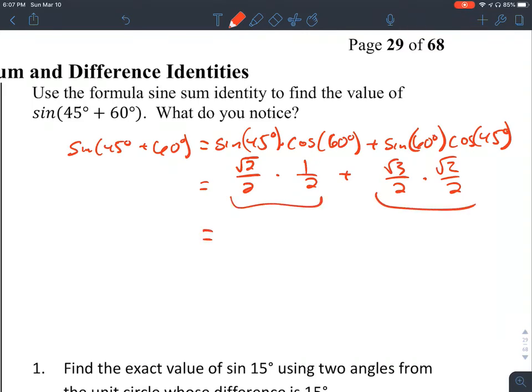Simplifying each of these terms, we're going to have square root of 2 over 4 plus square root of 6 over 4. If you're multiplying two radicals, you multiply the inside numbers together.